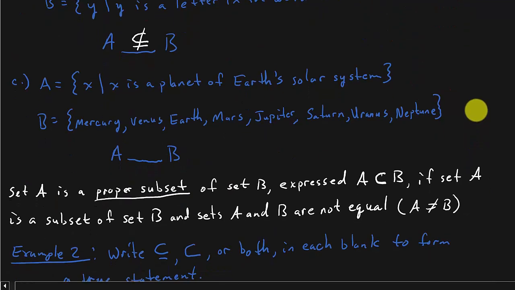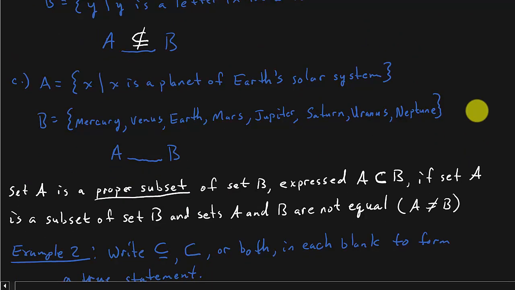All right. So let's look at part C. So you can see here set A is written in set builder notation, and set B is in the roster method. Each element's listed out. So for A, that's the set of all X such that X is a planet of Earth's solar system. So that's all the planets in the solar system with the Earth. And set B is the set Mercury, Venus, Earth, Mars, Jupiter, Saturn, Uranus, and Neptune.